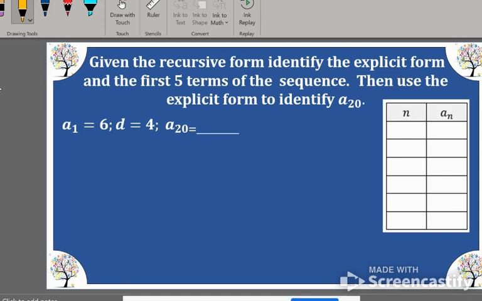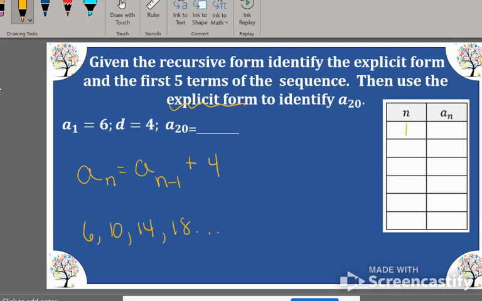So here is a sequence. It starts at 6. A sub 1 is 6. And my common difference is 4. So I could write the recursive form, the previous term, whatever it is, plus 4. They want us to find the 20th term, but we're not going to use the recursive form because we would simply have to start with 6, add 4, and so on. So we are going to learn the explicit form to identify this 20th term.